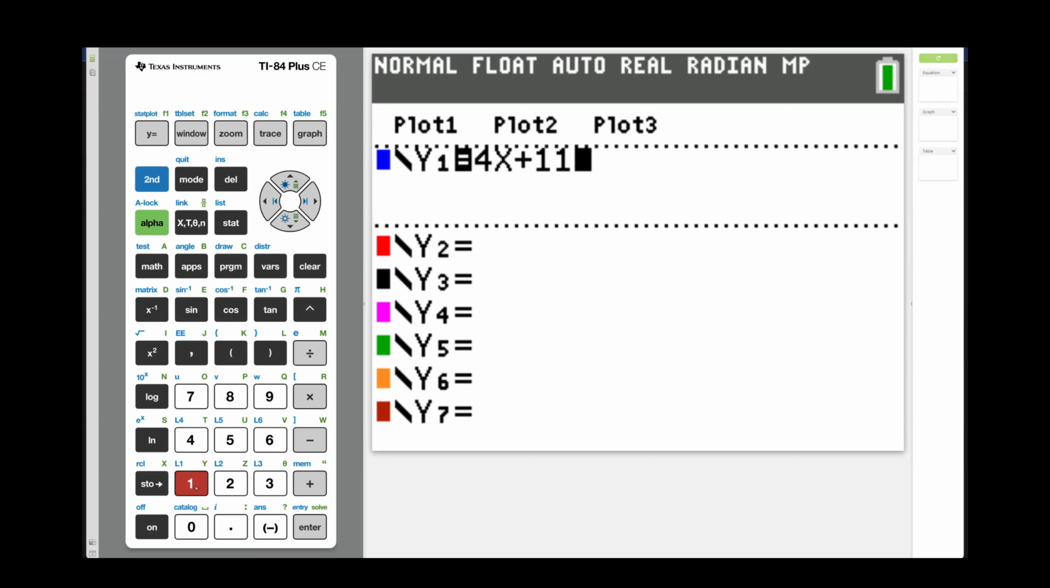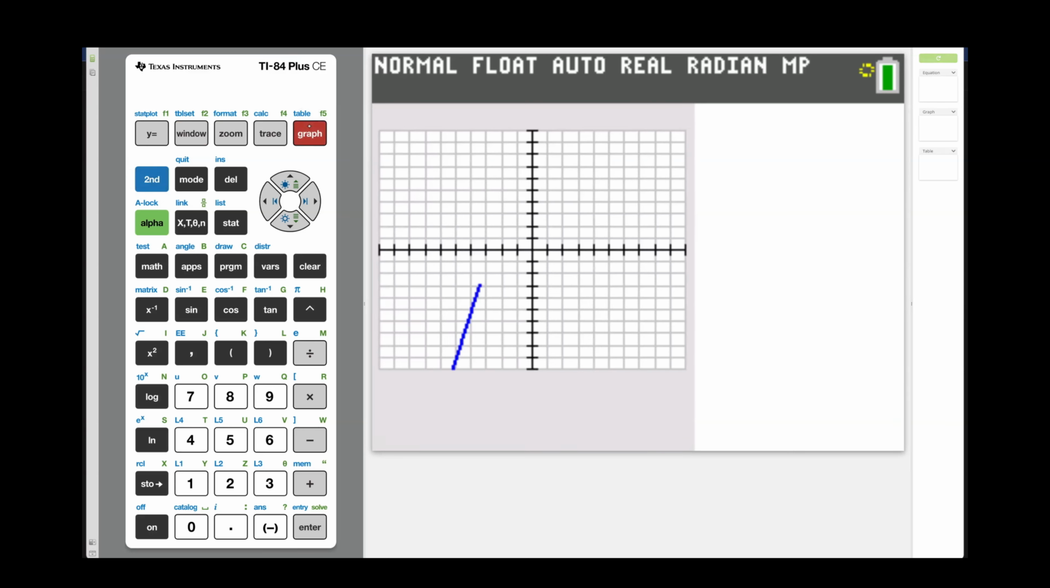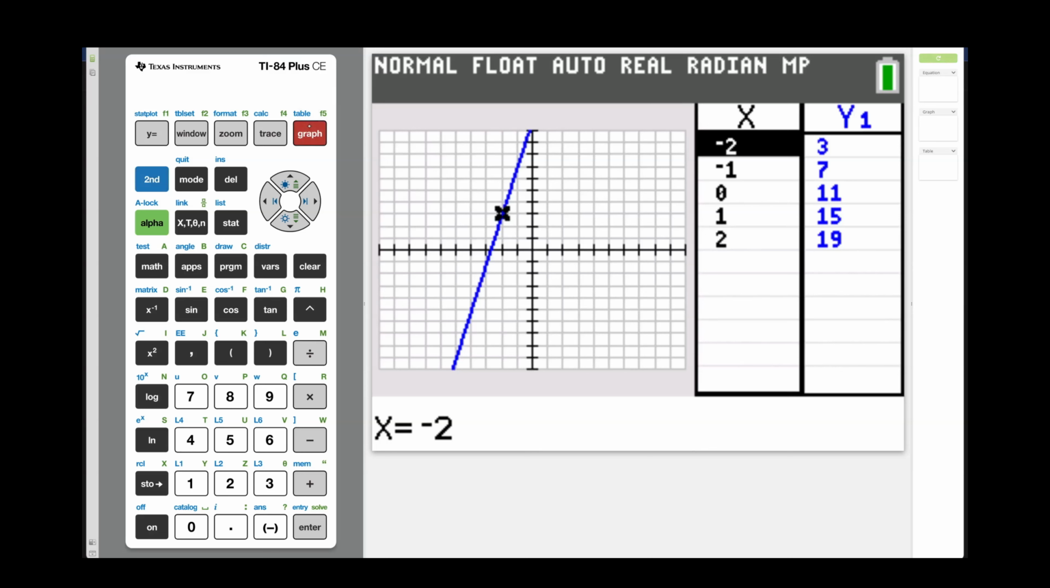So I'm going to go to the table setup menu, which is second and window. And mine is already on ask right there. So I want my table to ask me for x values. So now I'm going to go second graph. That way I'm in my table. If I just press graph, I'm going to be on the graph.